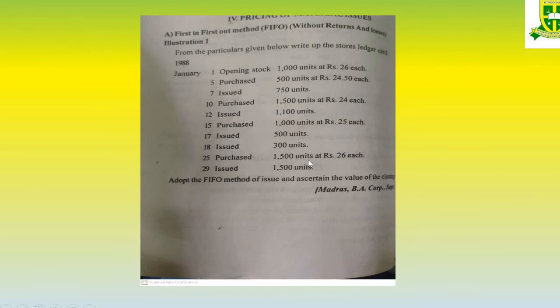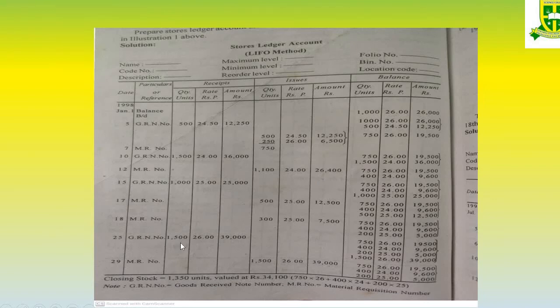On 21st, what is happening? Purchase 1500 units. On 29th, we are issuing 1500. So GRN number for 1500, what is the rate of purchasing? 26. The value is 39,000. So I add it again, 1500, 26, 39,000. On 29th, we have to make an issue, that is MR number. So MR number, how much are they asking to issue? 1500. So last in first out method, we have to use 1500, which is available at the last. So I am using it fully. So what is the balance available? 750, 400, 200. And I have used 1500 fully, so there is no balance in the last stock.